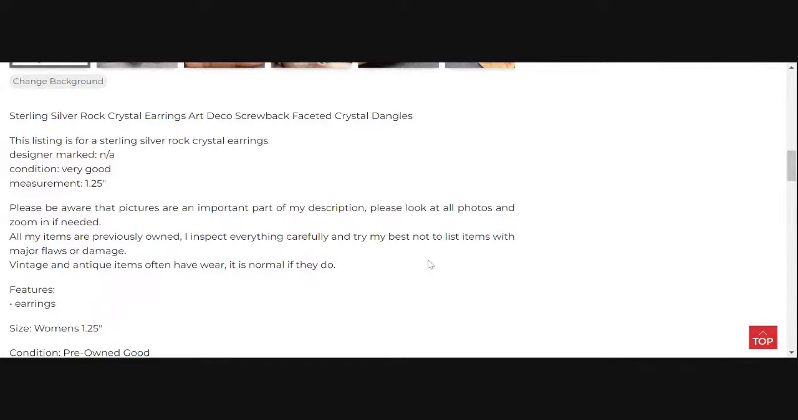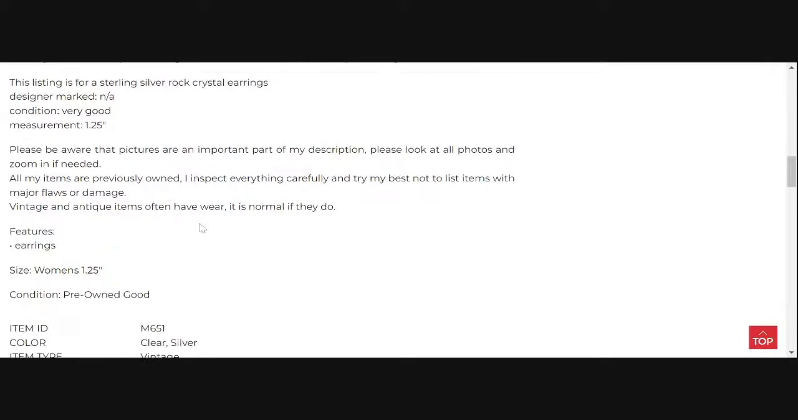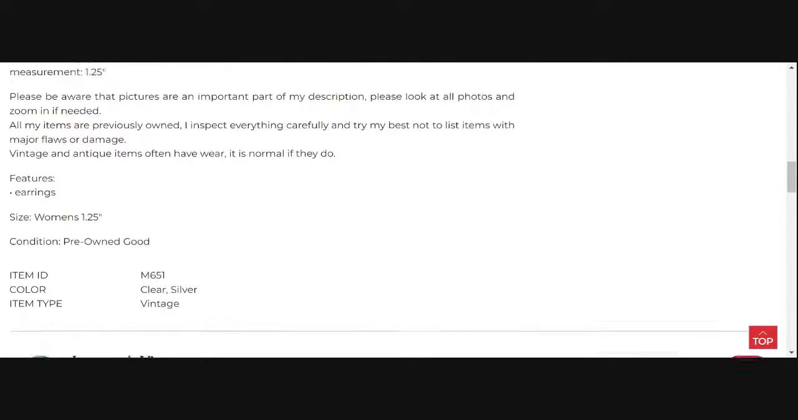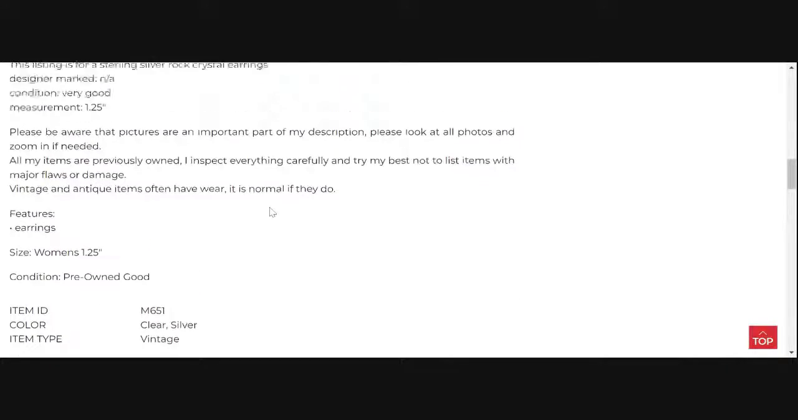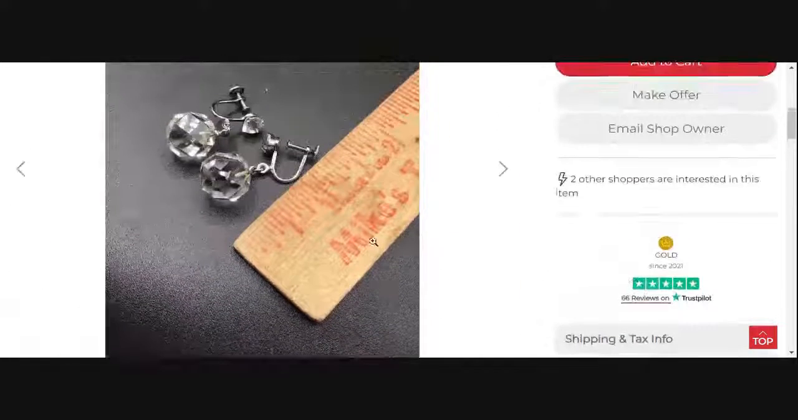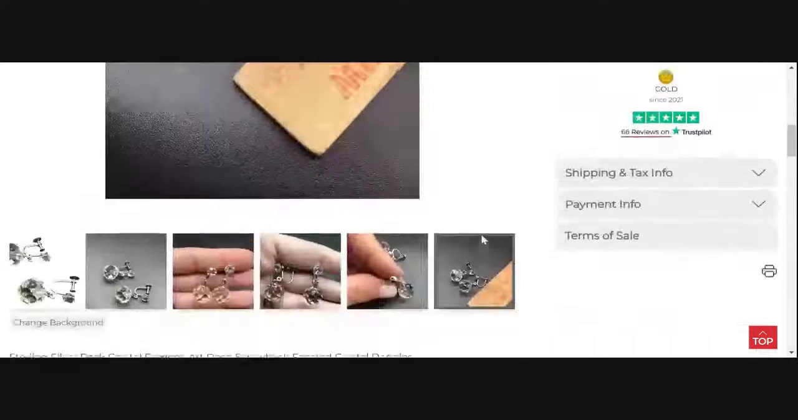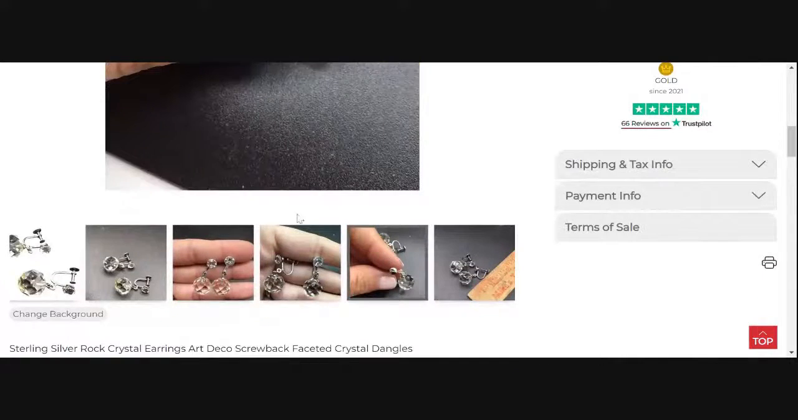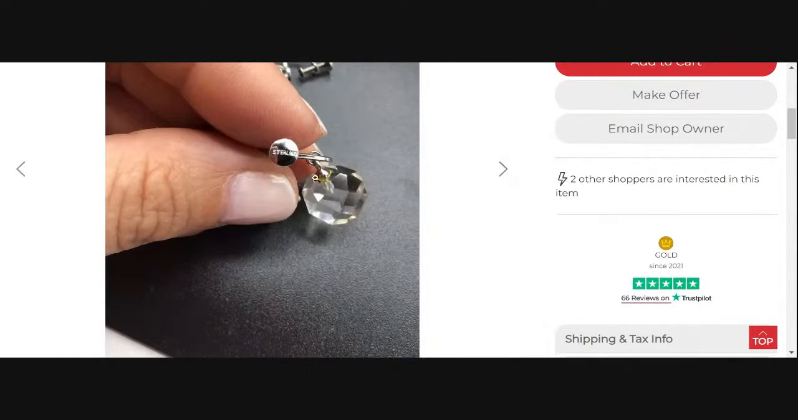The listing's for sterling rock crystal earrings, condition is very good. Please be aware that my pictures are an important part of my description. Vintage and antique items have wears, blah, blah, blah. Okay, so they're not overtly stating that there may be glue or something, but they are saying that they're in good condition, not excellent. And I do feel like they're potentially trying to point this out.